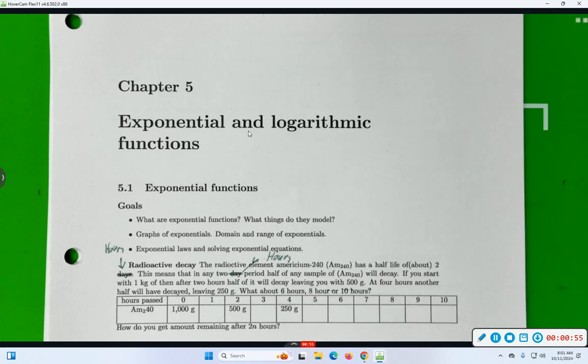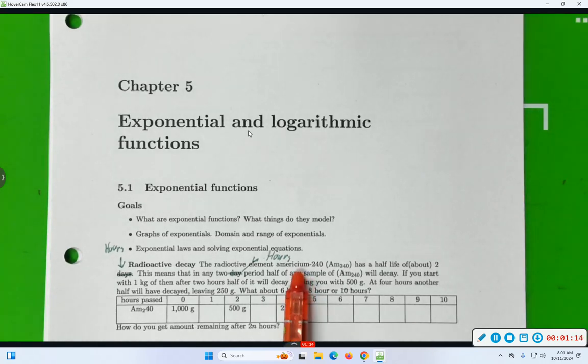Cool. So let's talk about exponential functions. And I think the right way to begin is just with an example of these things, which come up in nature all the time. Let's see one of them. So here is a situation, radioactive decay. The unstable radioactive isotope americium-240 has a half-life of about 2 hours.